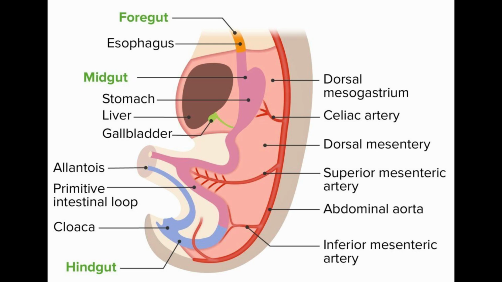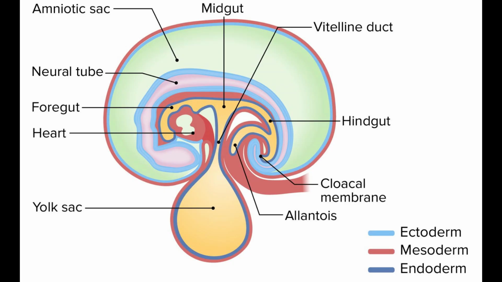The gut wall is a highly complex composite of multiple embryologic components. The endoderm forms the epithelial lining and the glandular epithelial components, so those cells that will secrete acid or enzymes. But it is surrounded by a very specific layer of mesoderm called the splanchnic lateral plate mesoderm.